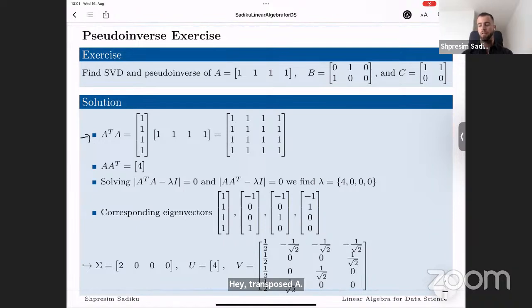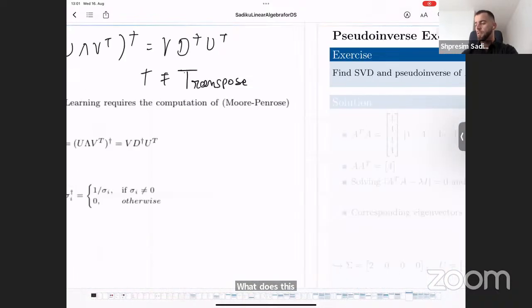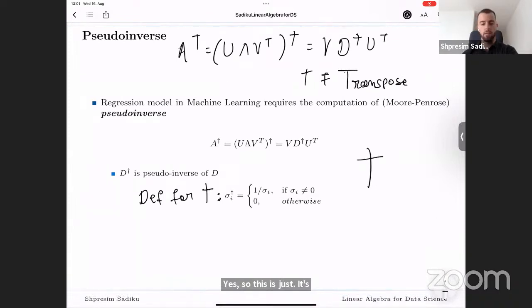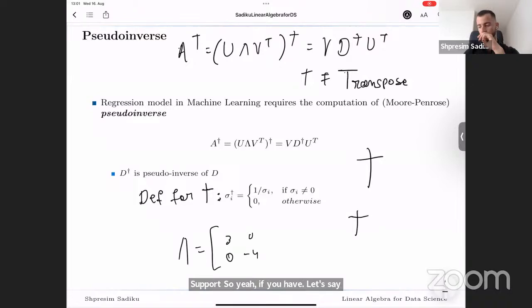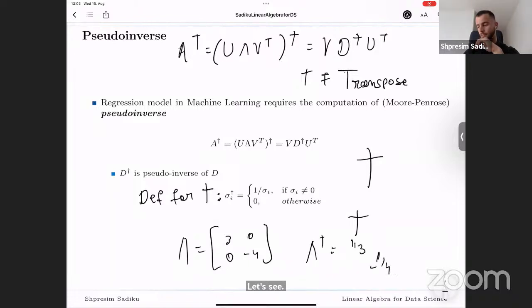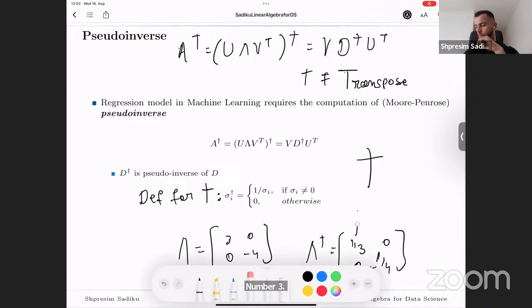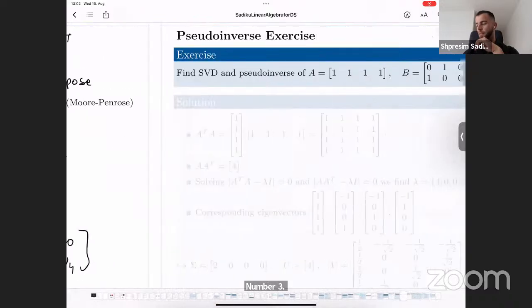Here, actually, we have the outer product, about which there was a question before. What does this mean? Yes, so this is just like a cross. It's not really a plus, actually, it's more like a cross. And it's used to define the dagger. So if you have, let's say, lambda 3 minus 4, 0, 0, and then 1/3. So yes, it's not a plus, but a cross.